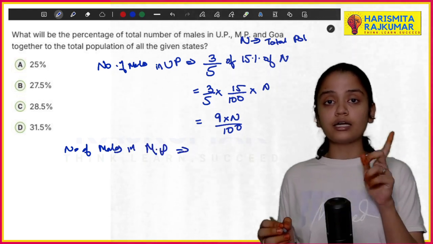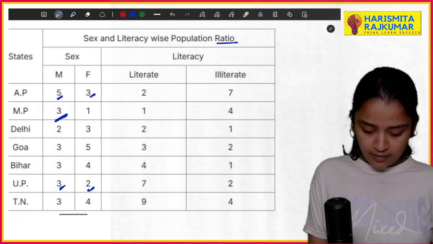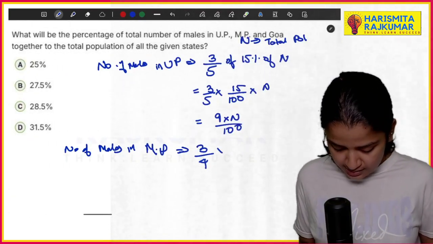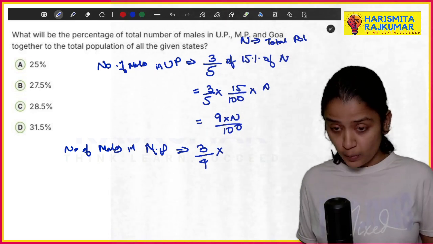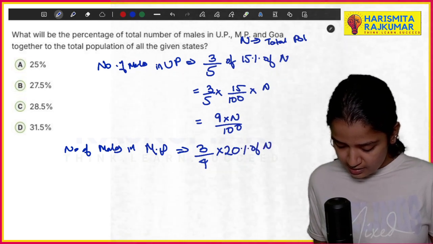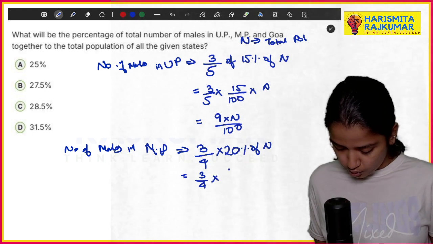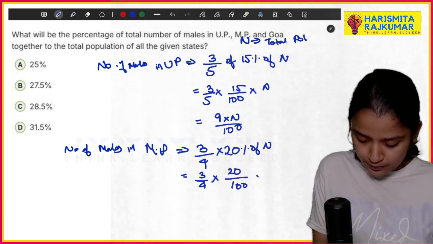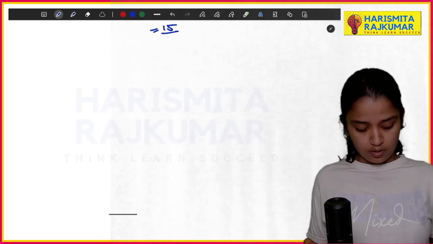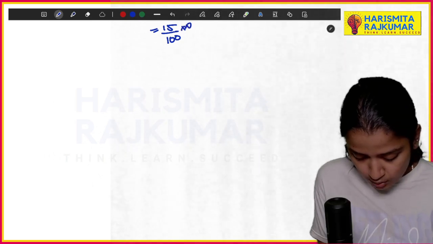Number of males in MP, similarly, will be 3 by 4. It will be 3 male and 1 female, as the ratio is given. The total population is 20% of N, so it is 3 by 4 into 20 by 100 into N, which gives you 15 by 100 into N.